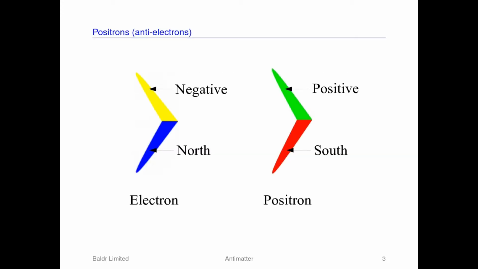So let's start looking at these antimatter particles, starting off with positrons, i.e. antielectrons. Well, on the left hand side we've got the standard electron thread consisting of a negative and north poles. A positron is just the opposite thread with the positive and south poles as shown on the right. Moreover, because each of these particles consist of a single thread, then all of these properties apart from charge, which would be equal and opposite, are exactly identical.